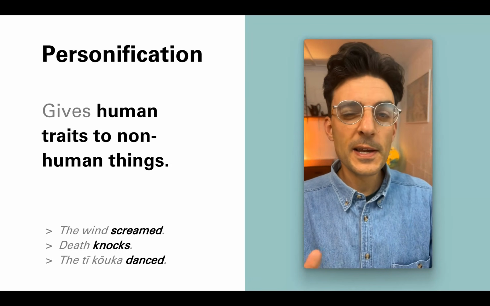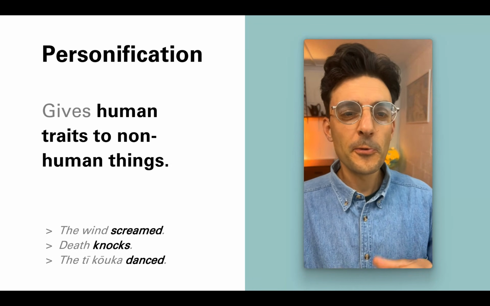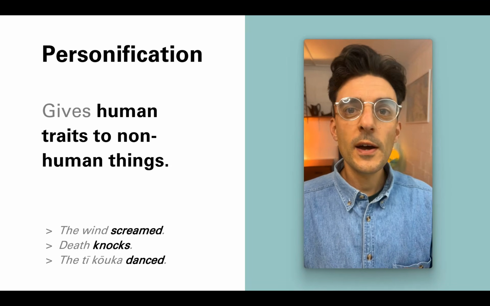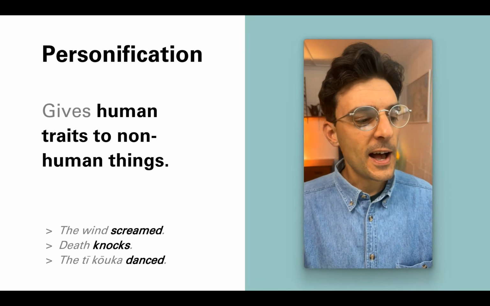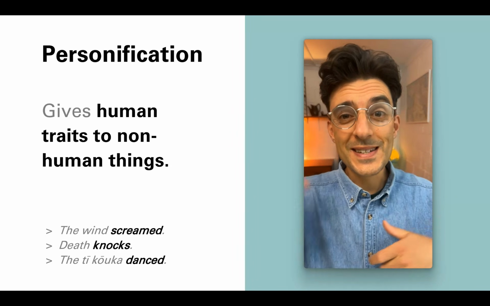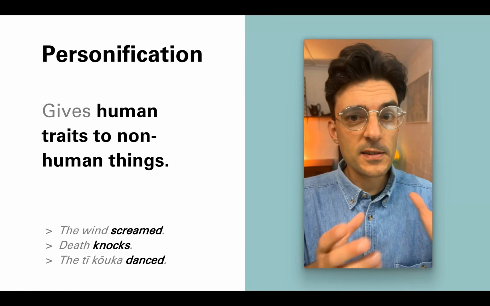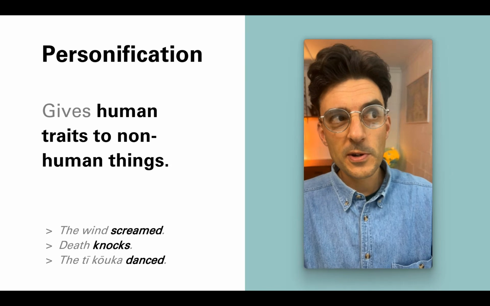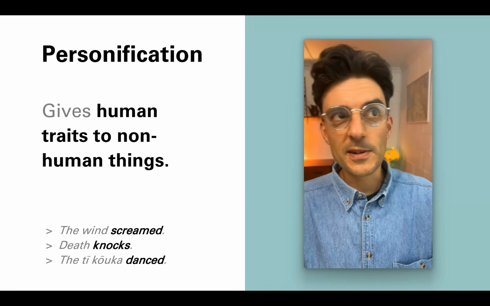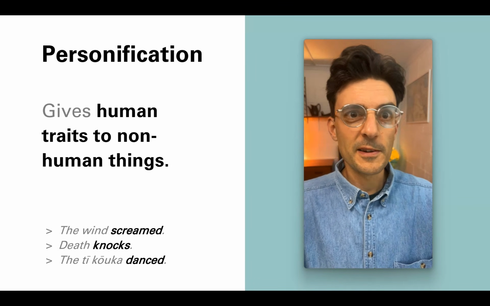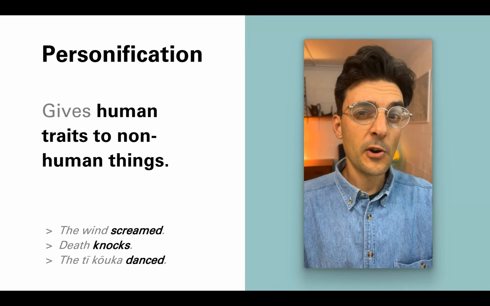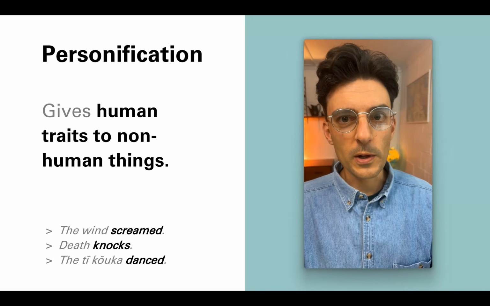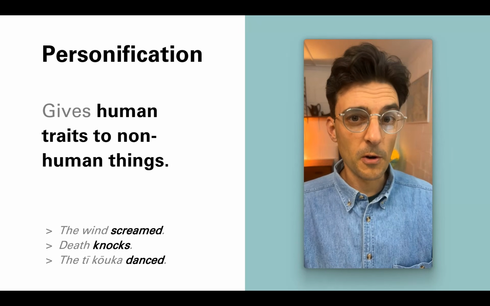And last but not least, a little bit of New Zealand flavor for you here. The te kuka danced. Okay, te kuka, by the way, is a cabbage tree. So the idea that the te kuka danced, again, dancing, something that human beings do. The tree is not a human, but imagine it's moving around in the wind, kind of like it's dancing. That's personification. It's giving things that are not human, human qualities to add to the description of them.